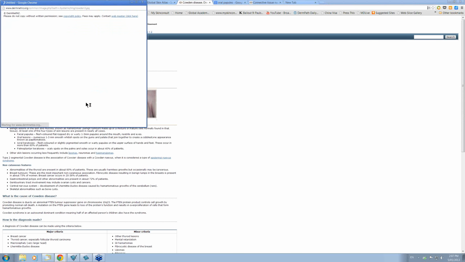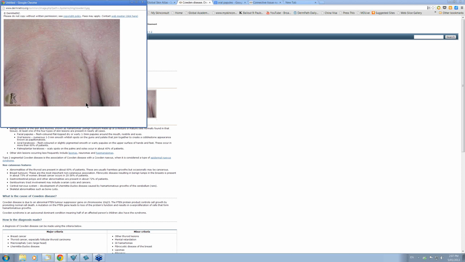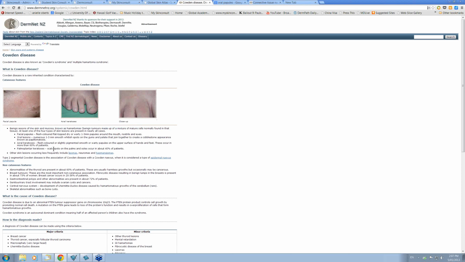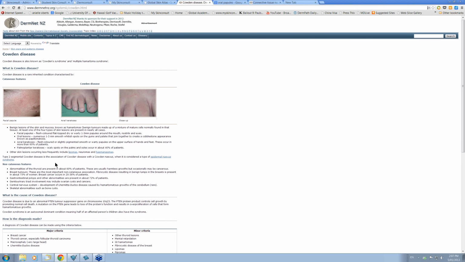Close-up of the acral hyperkeratoses. They're not marked. Let's just be talking about these lesions here. You know, they're fairly subtle lesions there. So facial papules, oral lesions, whitish spots in the gums and palate joined together may create this cobblestoning appearance, and acral keratoses. Palmoplantar ones as well, about 40% of patients with Cowden's. And then these other things, the lipomas, hemangiomas that we talked about before.